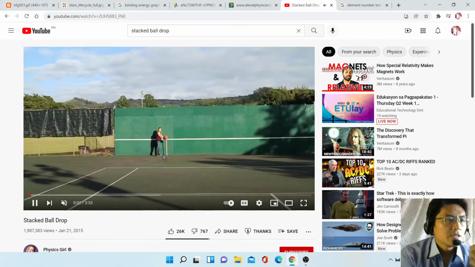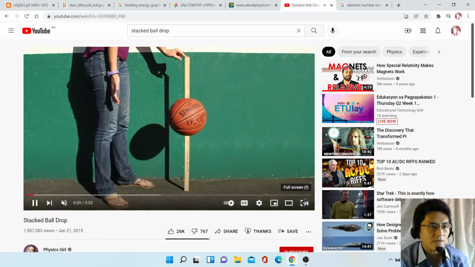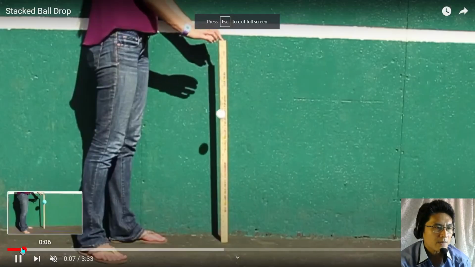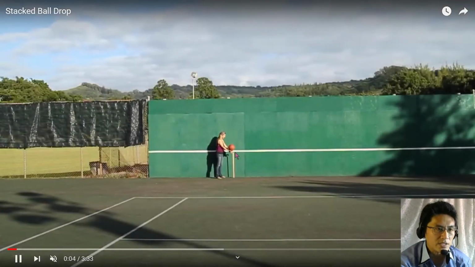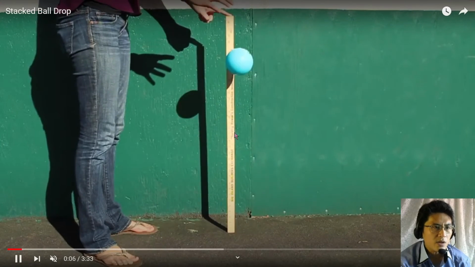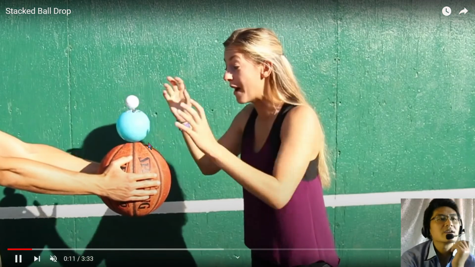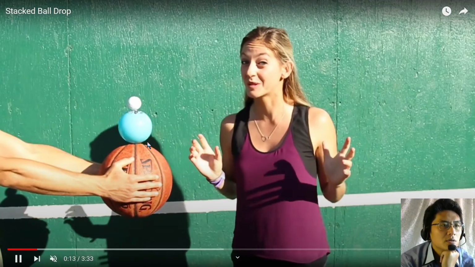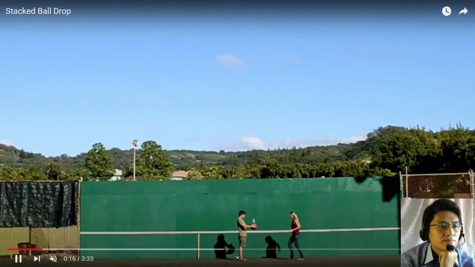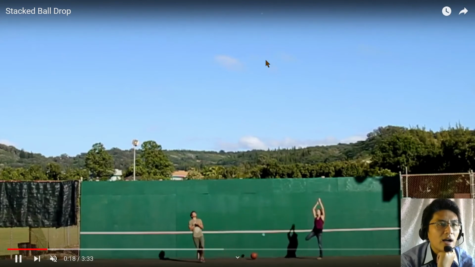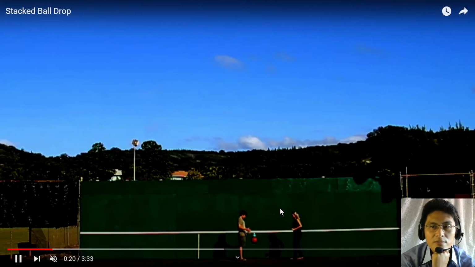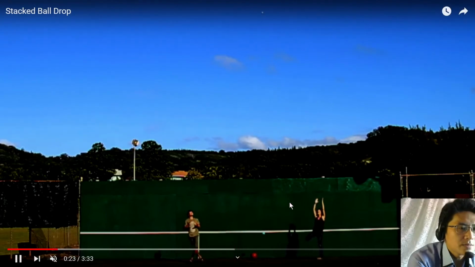Here she demonstrates a basketball and how high it bounces. Then you have another ball, how high it bounces, and then a golf ball, how high it bounces. But if you stack them together, look at what happens. 1, 2, 3, go. Look at how high the golf ball goes. So that's actually what happens to the layers of the star.